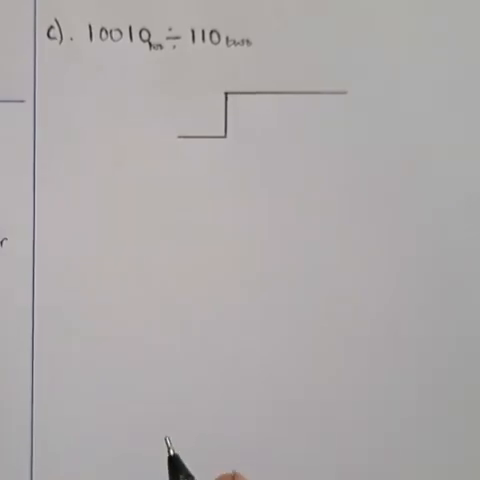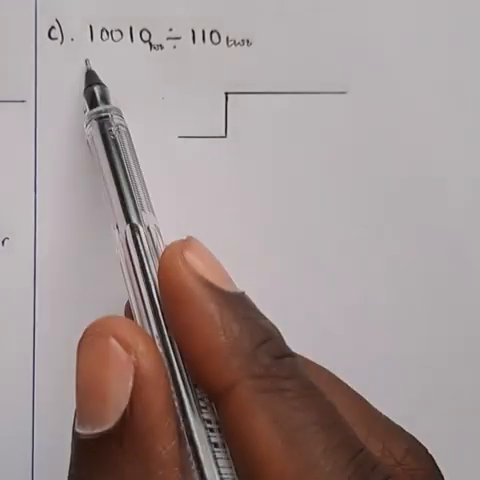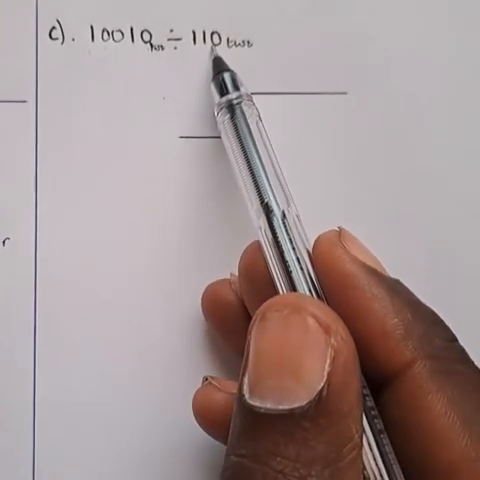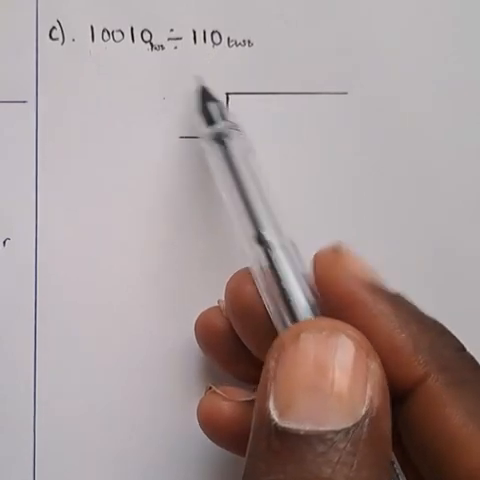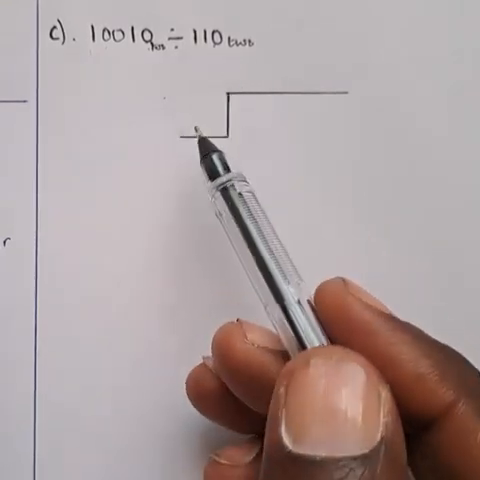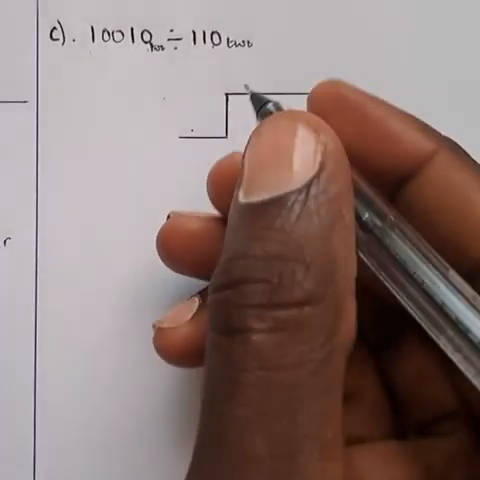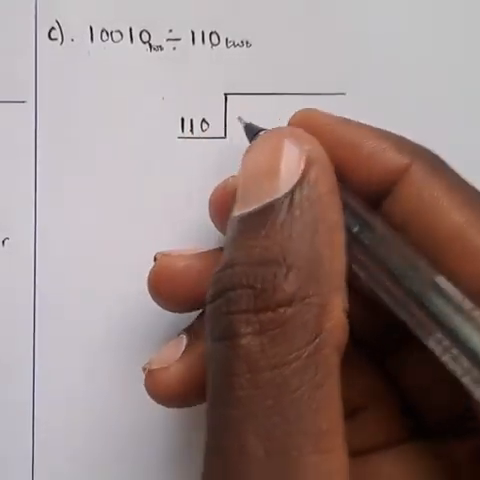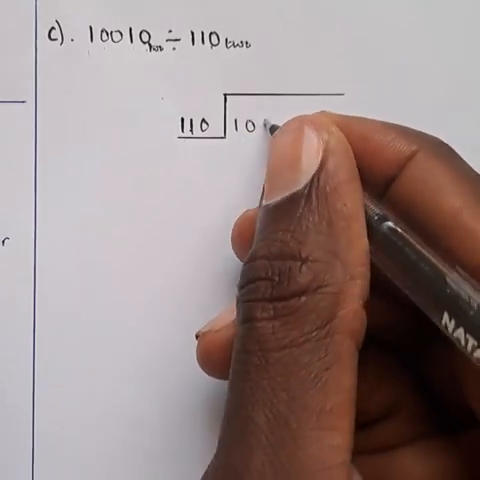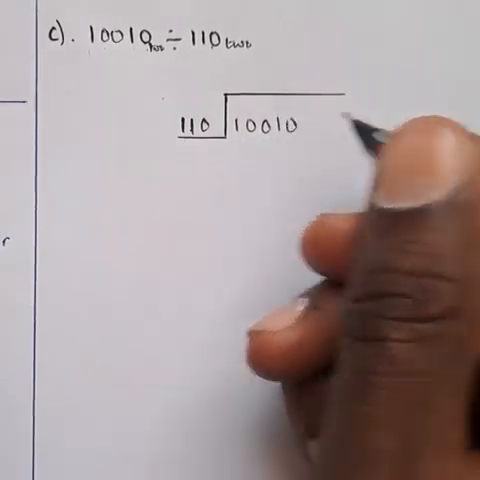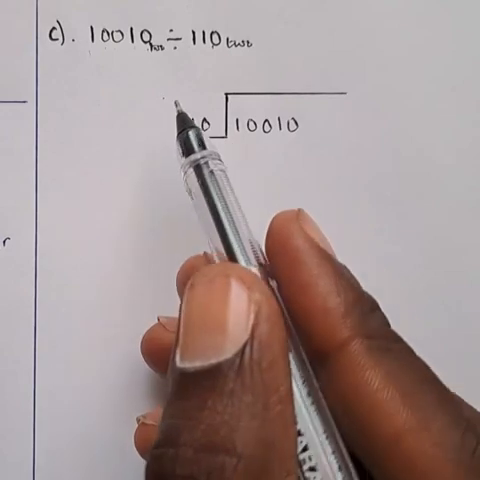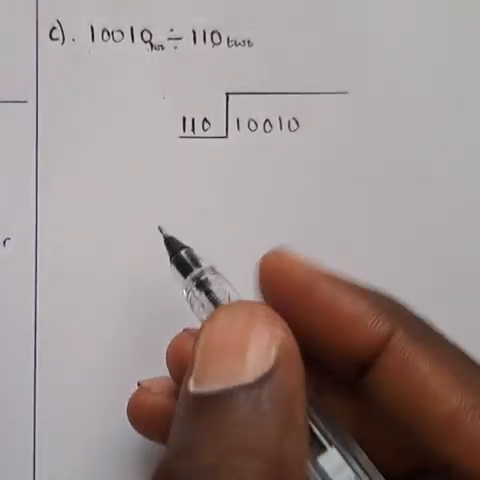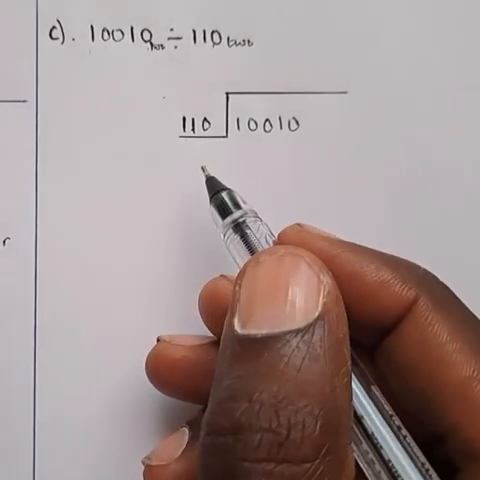So just look at example number 3. On this one we have 10010 in base 2 divided by 110. So like always, we have to get our divisor, put it here, then the dividend on the other side. So we have 110, then here we have 10010. Let me see if I got the digits right. 10010. Okay, all right, that's it.